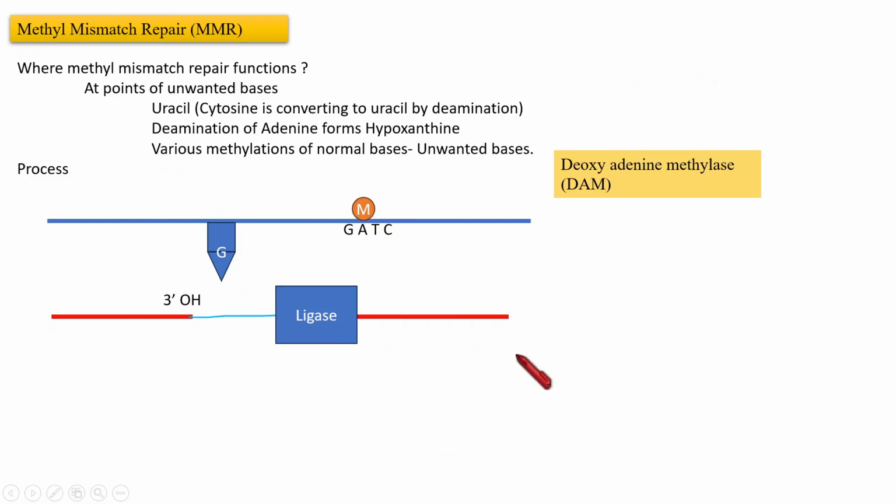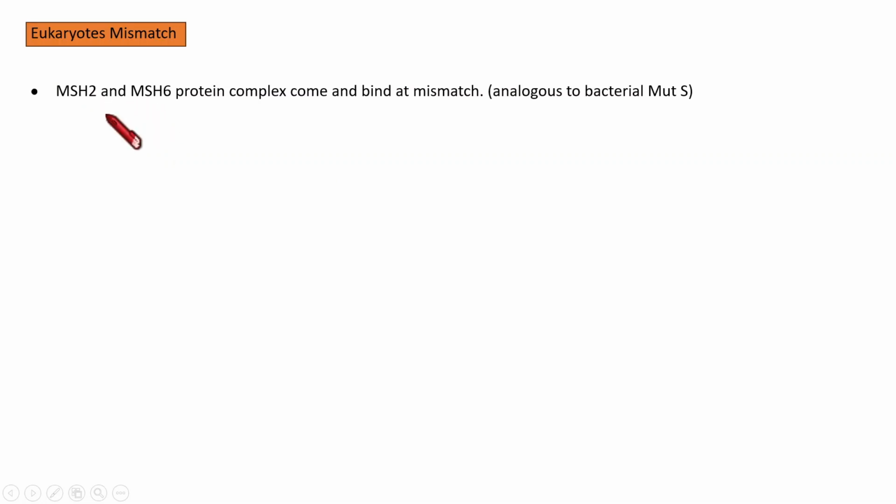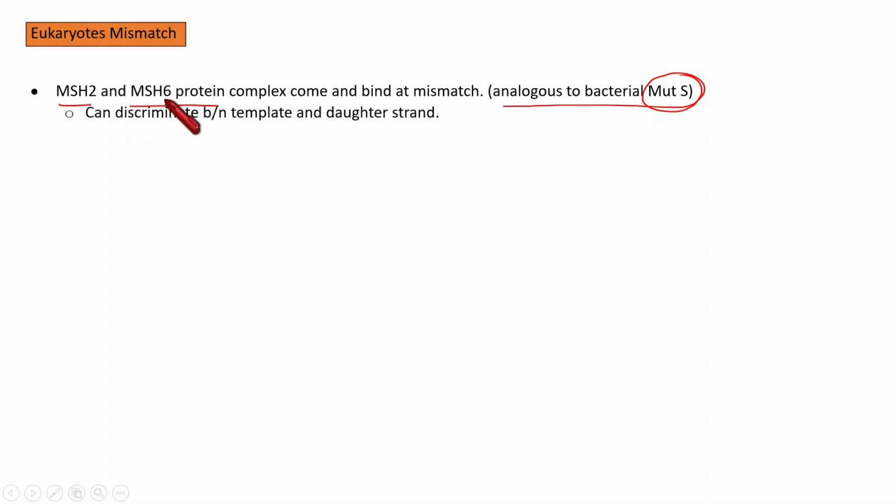Then what is the difference? What are the other proteins involved in this methyl mismatch repair in the case of eukaryotes? Let's see that in eukaryotic mismatch repair, there is a complex of proteins, and two among them are MSH2 and MSH6. These proteins are analogous or similar to MutS. We know that MutS comes and binds to the damaged or mismatched site first. And here this MSH2-MSH6 protein complex can discriminate between the template and daughter strand.